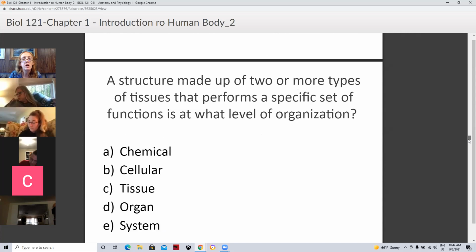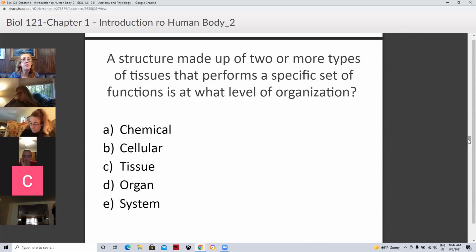A structure made up of two or more types of tissues that performs a specific set of functions is at what level of organization?